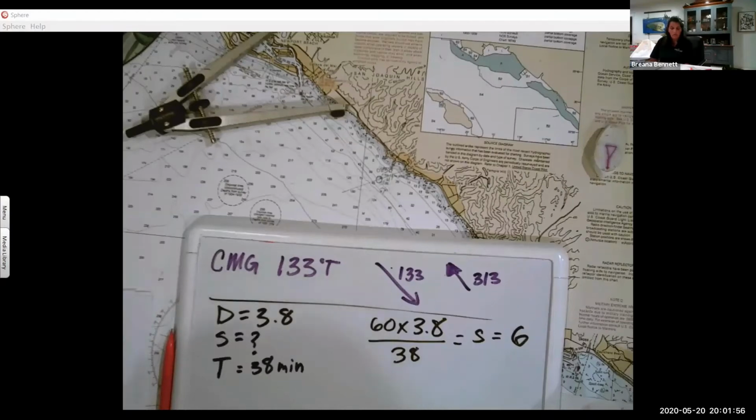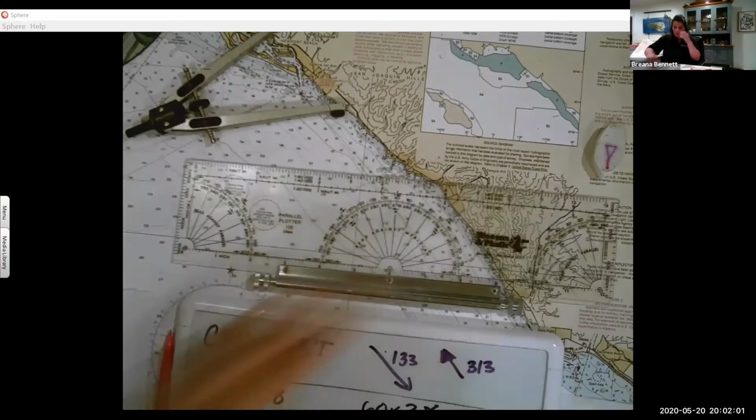Number 6 says record your position. So we want to get the lat and long so we could record it in the log.